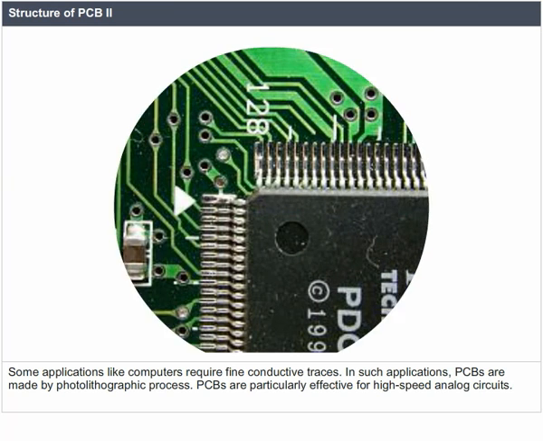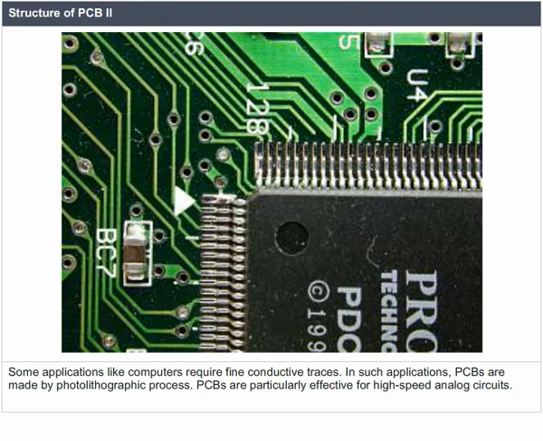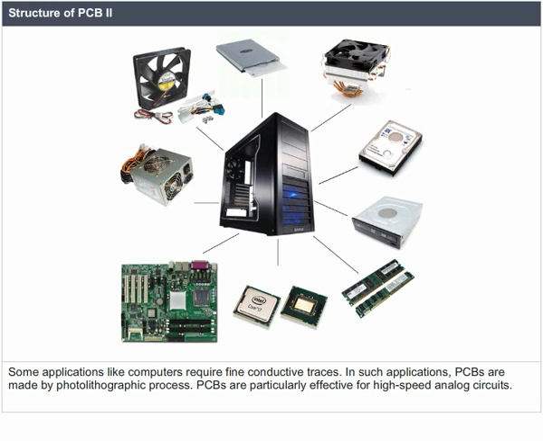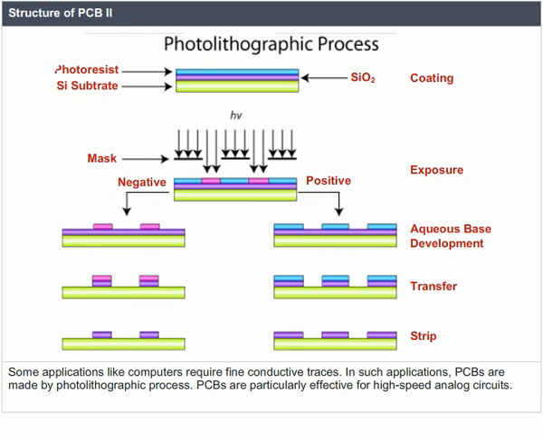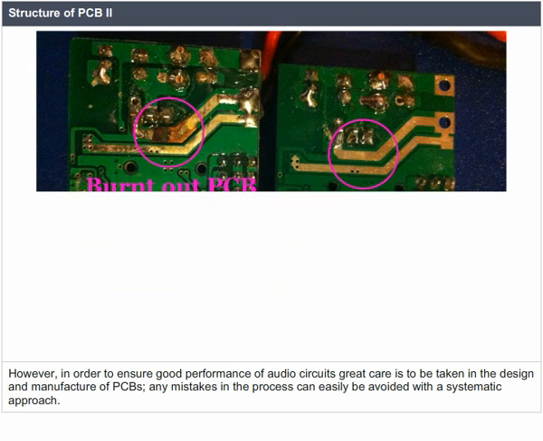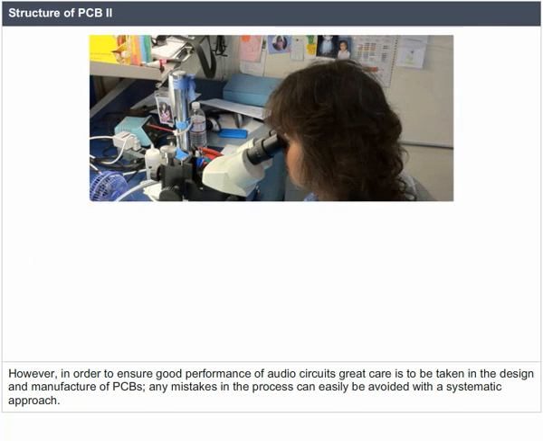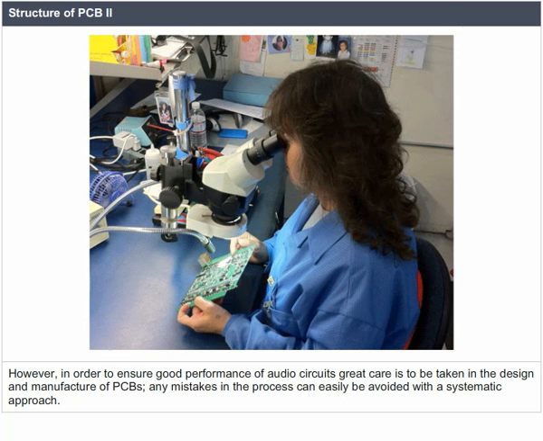Structure of PCB. 2. Some applications like computers require fine conductive traces. In such applications, PCBs are made by photolithographic process. PCBs are particularly effective for high-speed analog circuits. However, in order to ensure good performance of audio circuits, great care is to be taken in the design and manufacture of PCBs. Any mistakes in the process can easily be avoided with a systematic approach.